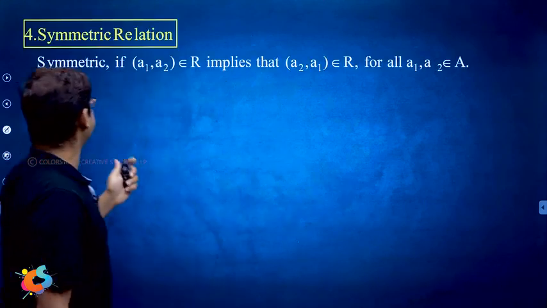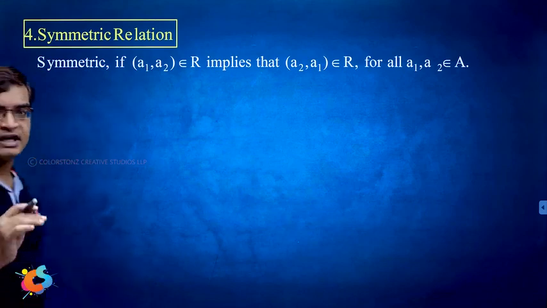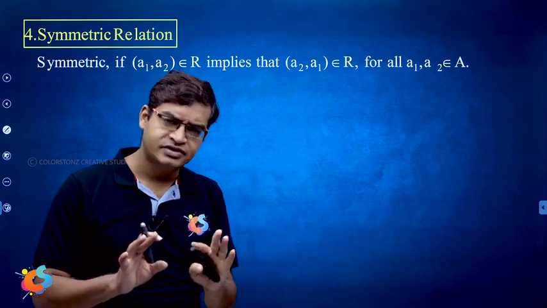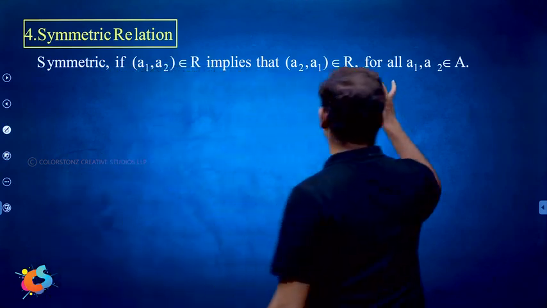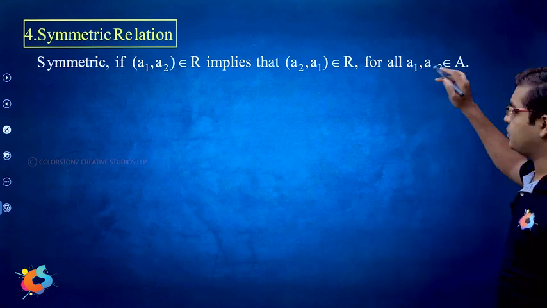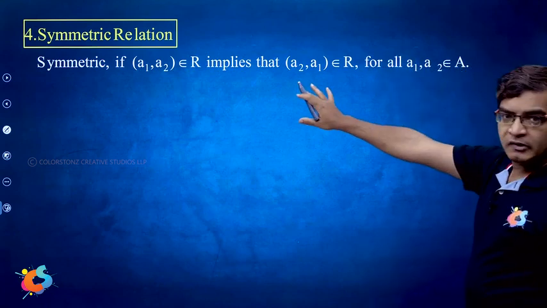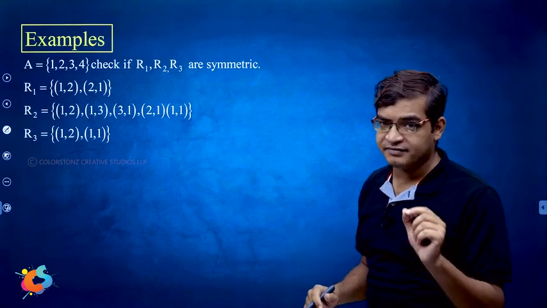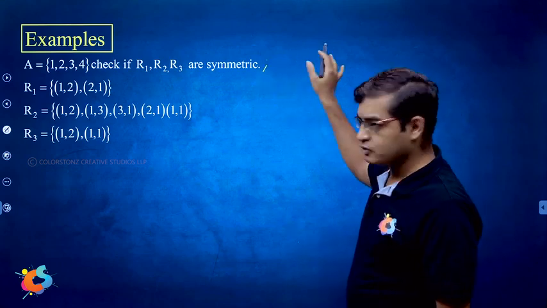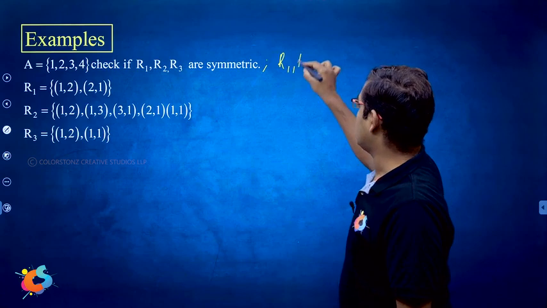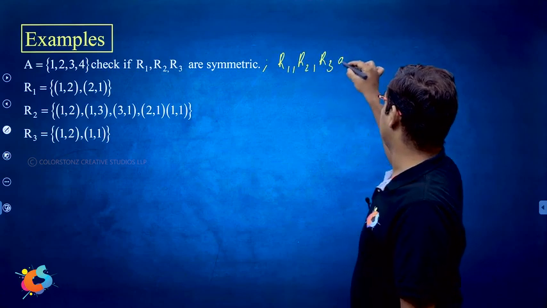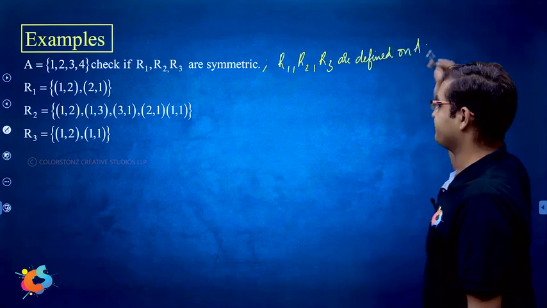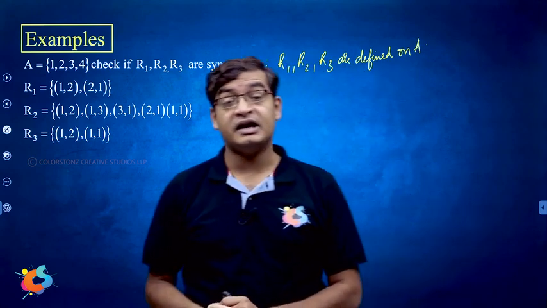Simple. Let us see the same thing as a definition. If (a1, a2) belongs to R, then (a2, a1) should belong to R. That is the condition. Simple. So here don't get confused about for all a1, a2 belonging to A. We will do the problem and then we will come back. Now A is a set on which we are defining our relations. So here also it is mentioned that R1, R2, R3 are defined on set A. So we are defining all our relations on this set.